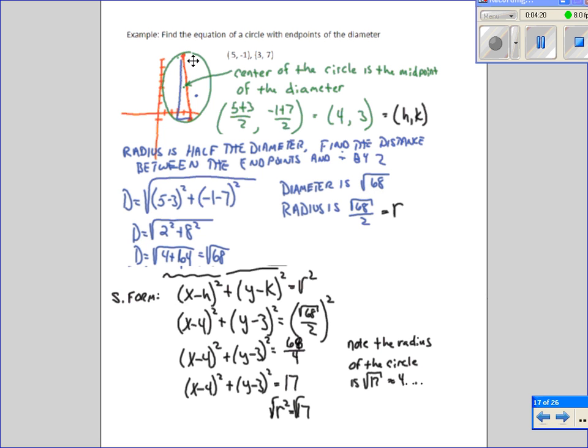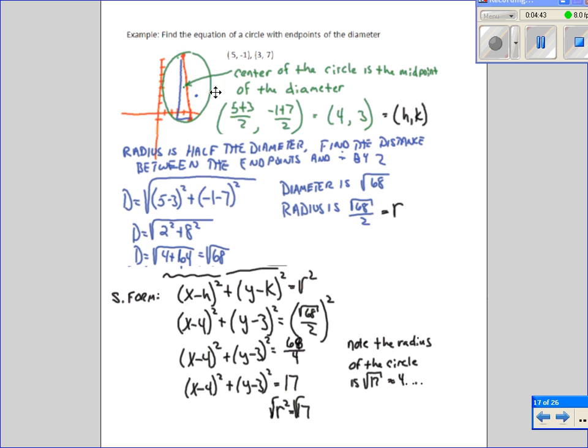Okay. Now find the equation of the circle with endpoints of the diameter. I think a sketch is really helpful. It's not technically necessary, but I find it really helpful to keep track of the information. So if we know the endpoints of the diameter are 5, negative 1, and 3, 7, that line joining those two points is the diameter, and the middle of that line is going to be the center of our circle.